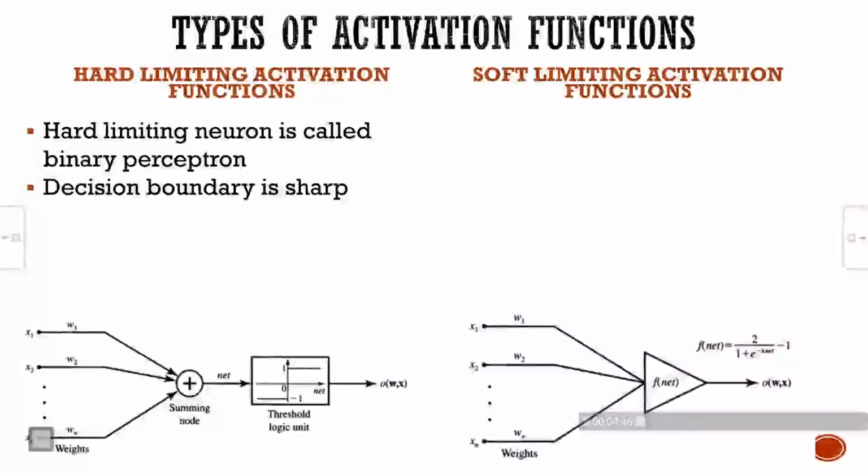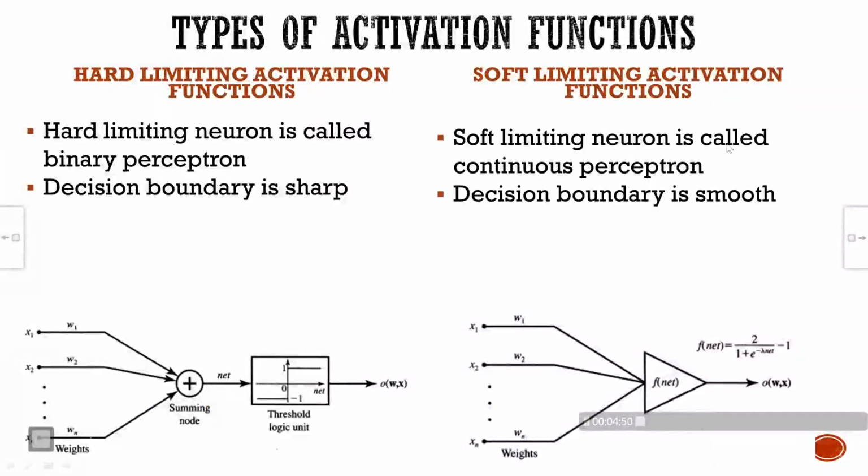Now, a hard limiting neuron is called a binary perceptron, and a soft limiting neuron is called a continuous perceptron. What is shown in this figure is a binary perceptron, and what is shown here is a continuous perceptron. Here, as you have seen on the previous slide, the decision boundary is sharp, and here the decision boundary is smooth.